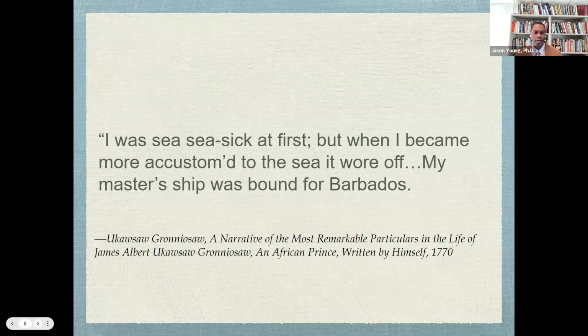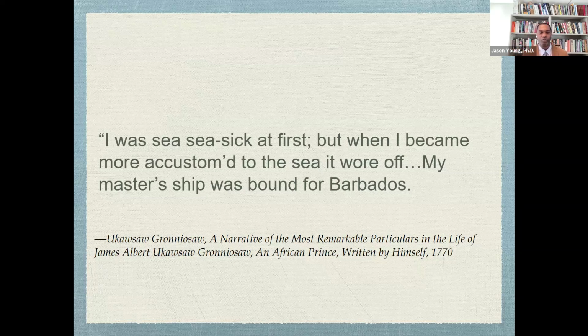Here we have one example from Ukawsaw Gronniosaw, an individual who was born in West Africa. He was taken through the Middle Passage and into the Americas. And he writes this fascinating line in which everything that he might say about the transatlantic slave trade is trapped in between these ellipses. "I was seasick at first, but when I became more accustomed to the sea, it wore off. My master's ship was bound for Barbados."